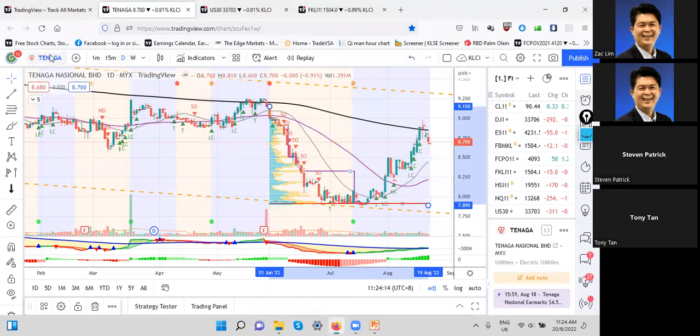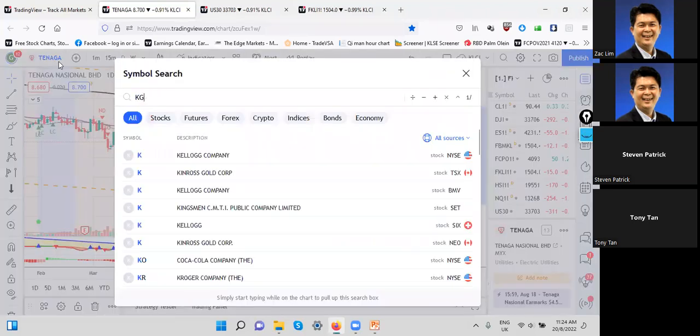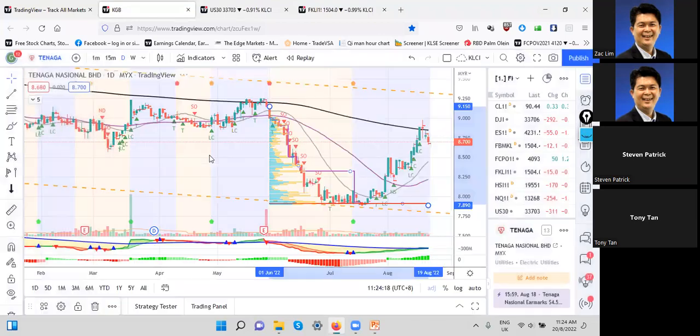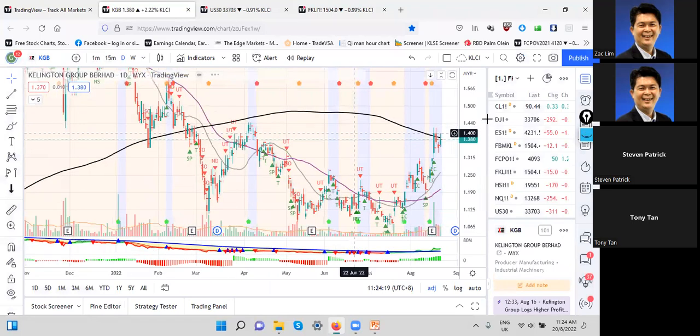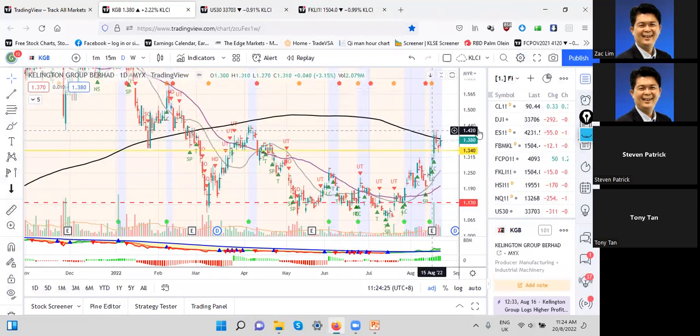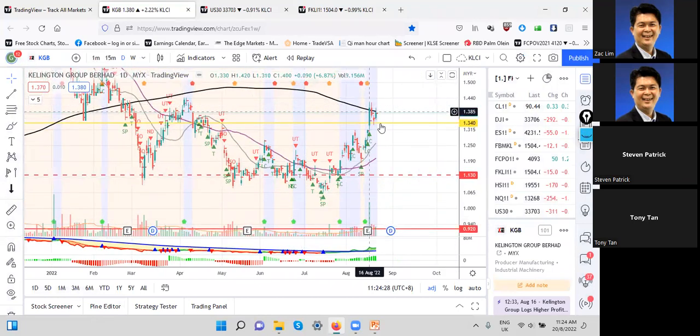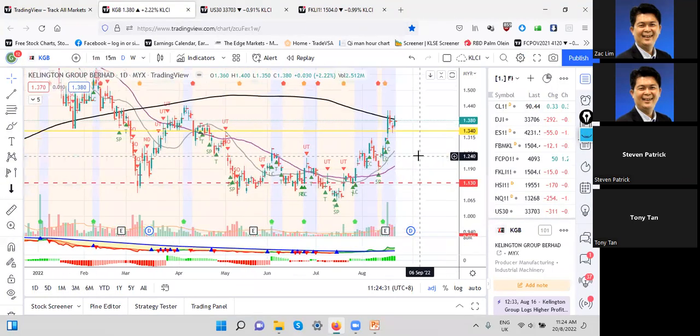Okay, KGB. So this is the KGB. With KGB you also see the same thing. It is hitting the 200 moving average. When you hit a 200 moving average, it is a big resistance that you need to go through.